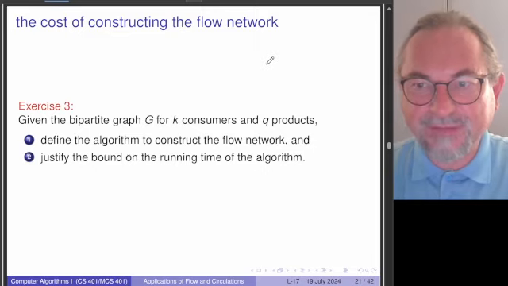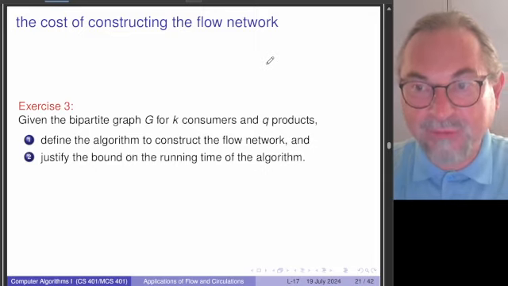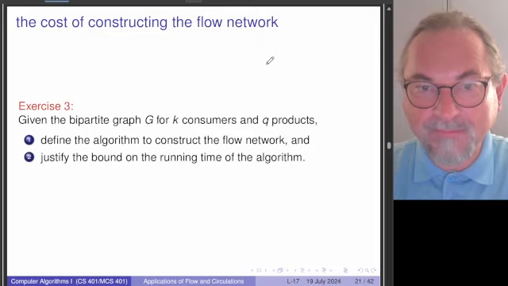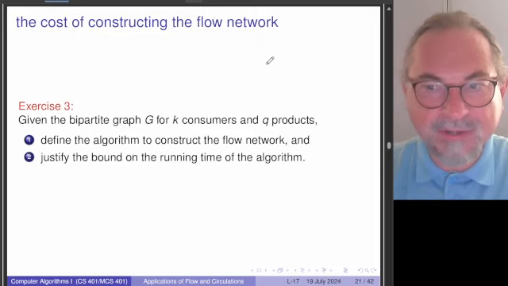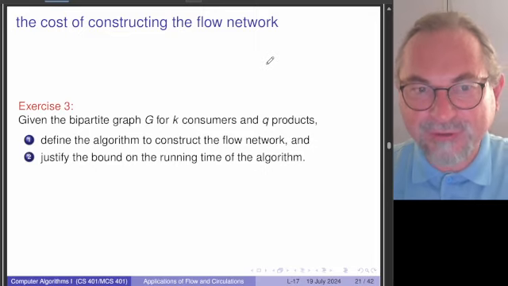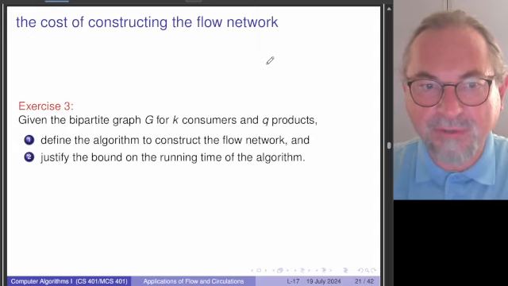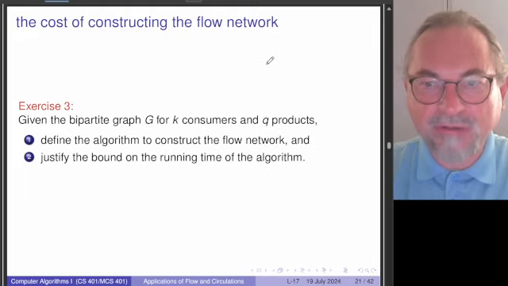The construction of the flow network is given by an algorithm, and we do have an algorithm to solve that flow problem, and that's a polynomial time algorithm. Now, it would be terrible if the construction of the input would not be polynomial. So what is the bound on the running time to construct the flow network G prime?